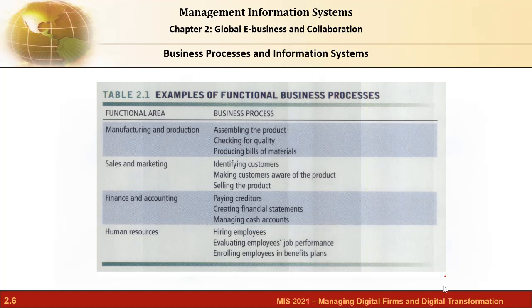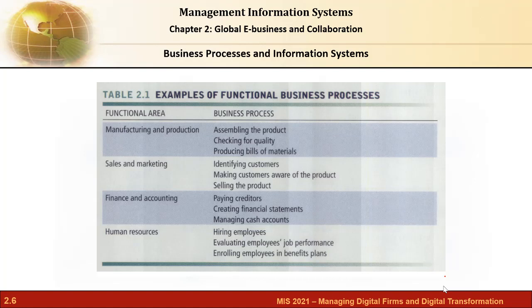For manufacturing, we have a CPO, chief production officer, responsible for that. Business processes include assembling the product, checking the quality, producing bills of materials, input and output. For sales and marketing, we have the CMO, chief marketing officer, responsible for sales and marketing. Business processes include identifying customers, making customers aware of the product, and selling the product. All the other activities of marketing include market research, right, and after-sale support.